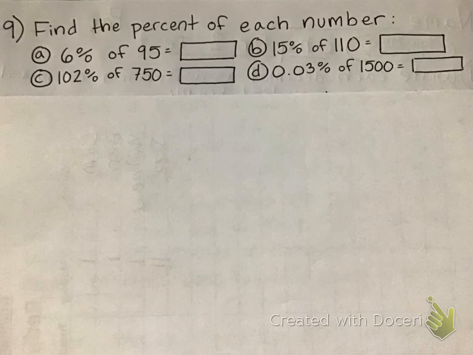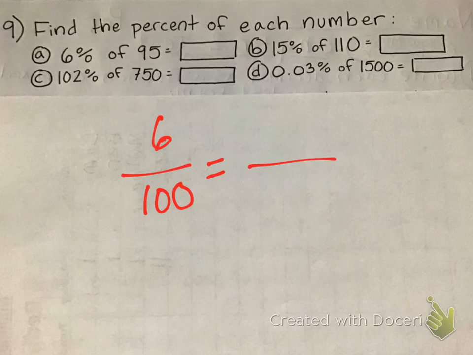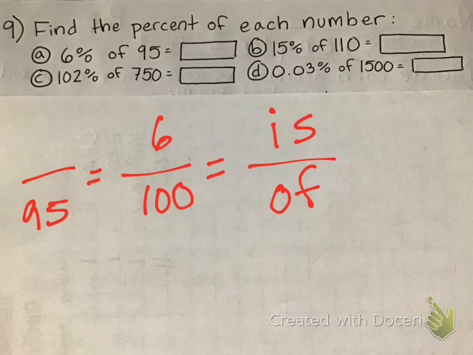Now we're going to look back at this previous problem. We have 6% of 95. That means 6 over 100 is equal to, here's the trick to remember, it is over of. So we get this. It says of 95, so 95 is on the bottom. We want to get what's on the top. So the easiest way to do this one is to make it into a decimal and multiply.